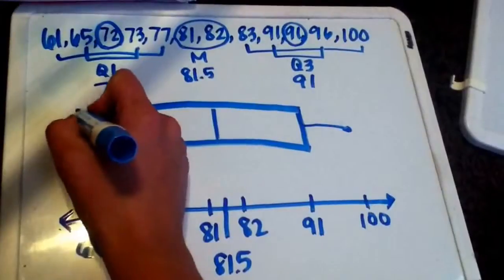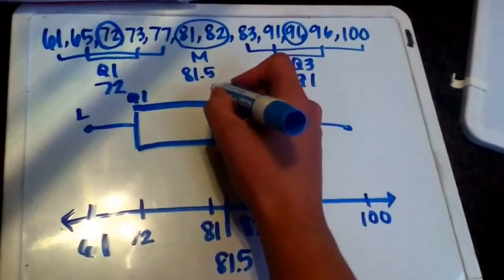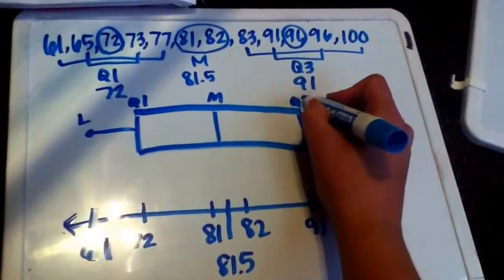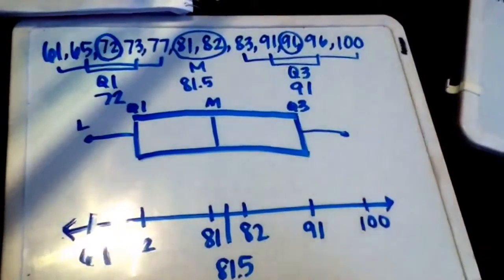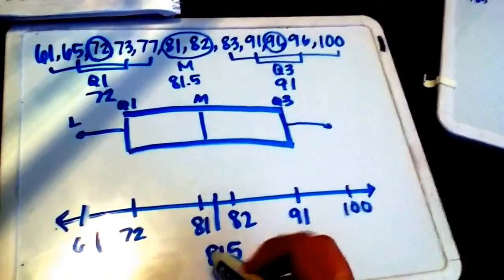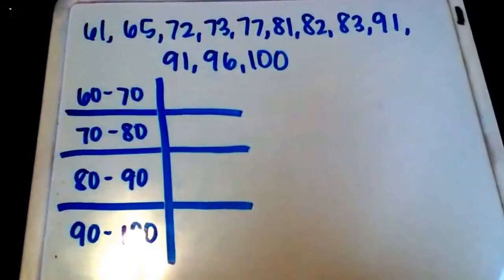So now we have our least right here. We're going to have our Q1 right here. Our median right here. And our Q3 right here. And then the greatest number will be right here. So that's our box plot. So we could see right here that 81.5 will be the middle number.